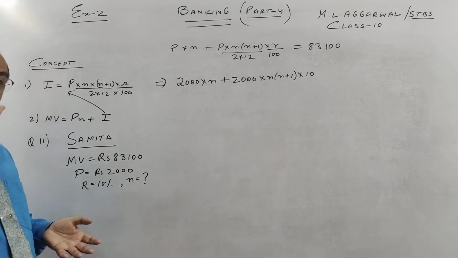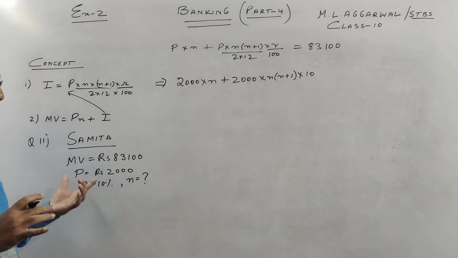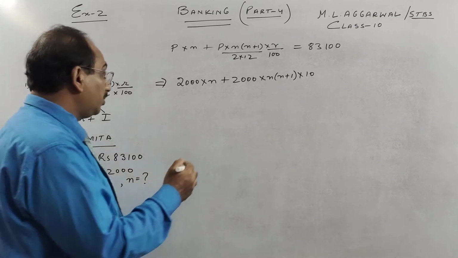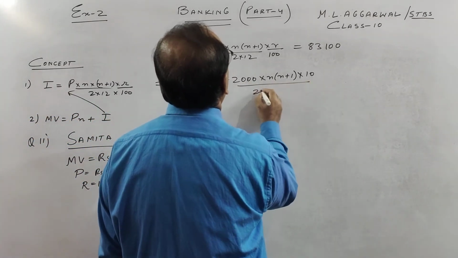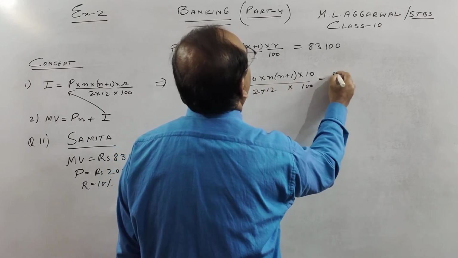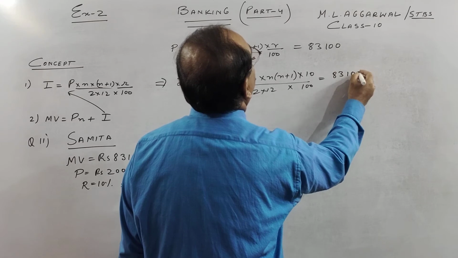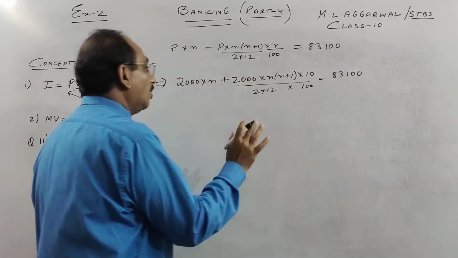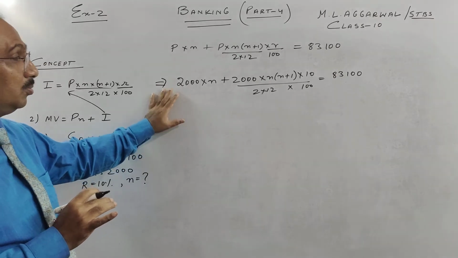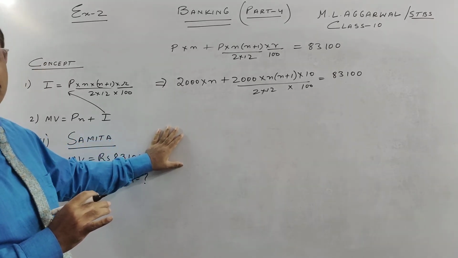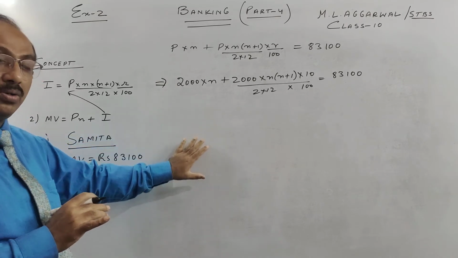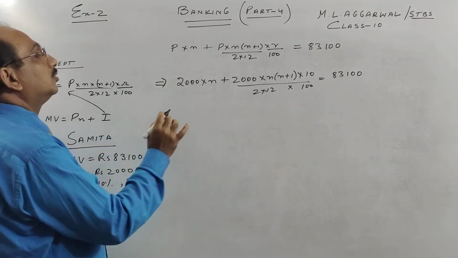There the principal is the main amount we put once, but here it is what we put every month, that is the monthly installment. So this divided by 2 into 12 upon 100 is equal to 83100. See now how we are going to cancel. This is another very important trick, how to cancel and solve it, because many children come up to this point, go 1 or 2 more steps and then they leave. So see here how we do.